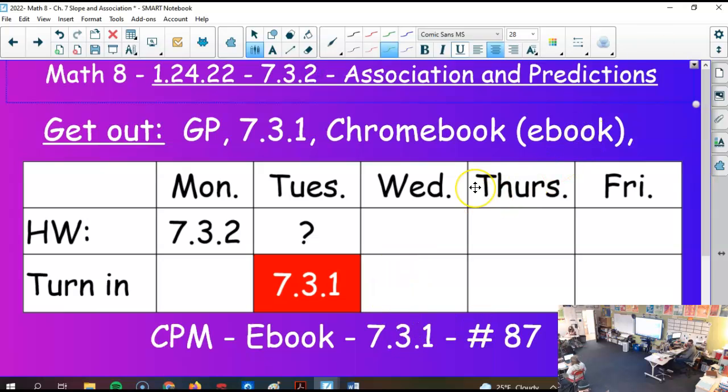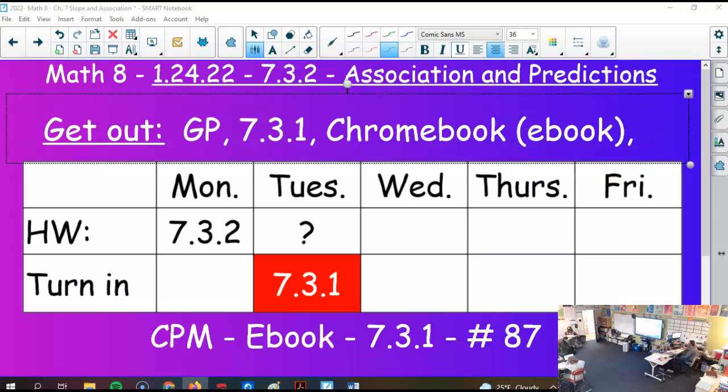In the ebook, you want to click on the book, click on chapter 7, go to 7.3.1, and go find problem 87. Not homework help, not Desmos. Now, we're going to end up in Desmos, but we don't get there through Desmos. We get there through CPM. Desmos just hosts the website because it uses some of the Desmos technology.